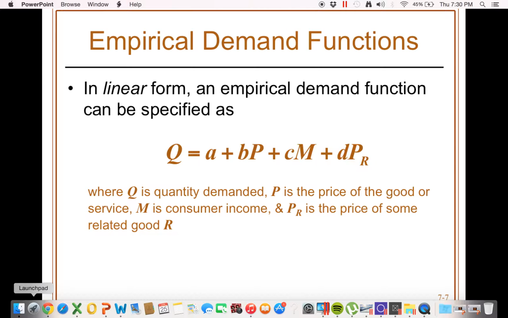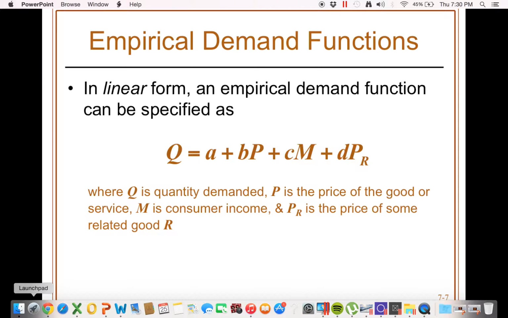Do you remember that equation where we had quantity demanded on the left-hand side, and then we had A plus B times P, plus C times M, where M is income? And I believe it did even go to plus D times PR. It's the exact same thing that we saw there. So this is not new, except that they threw out some of the elements all the way to the end.